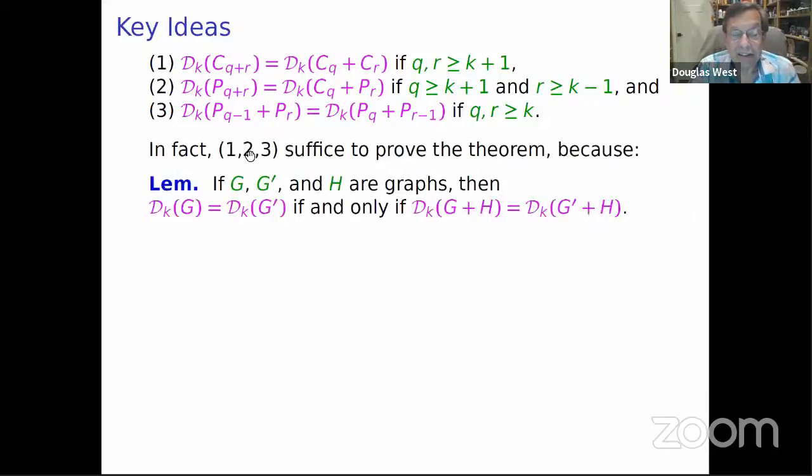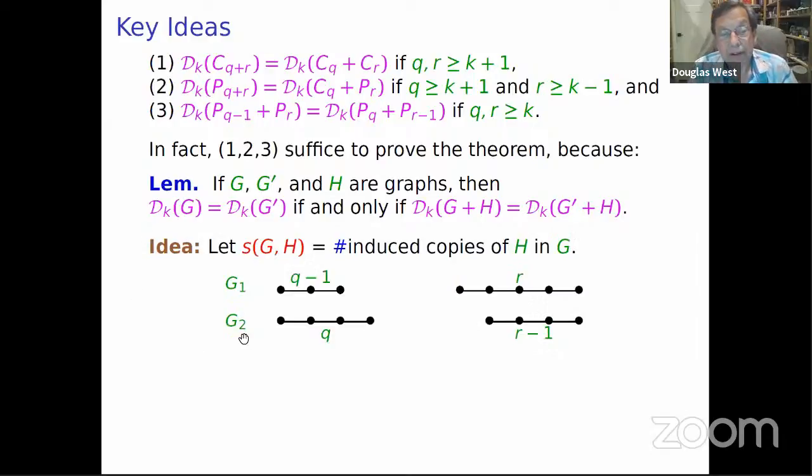And why is that? They suffice to prove the theorem because of this nice little lemma that's not too hard to prove, that if you have two graphs, they will have the same K deck if and only if their disjoint union with any other graph that you want has the same K deck. Okay? And that enables you to break the comparing of two graphs that have the given conditions into a succession of equalities like this.